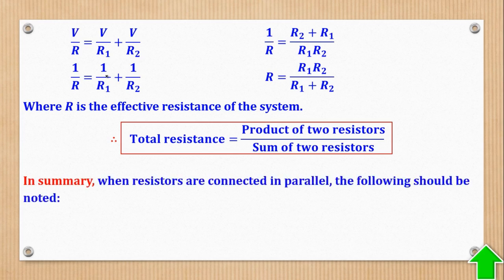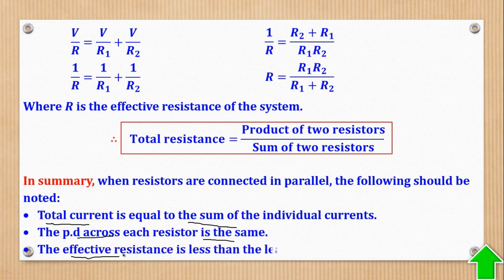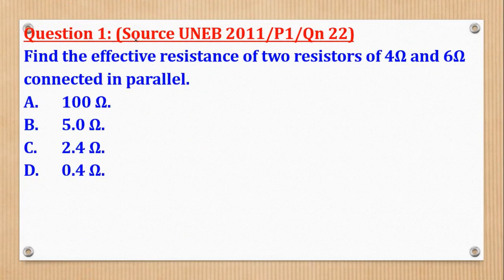So in summary, the following can be noted. We can remind ourselves that for parallel, total current is equal to the sum of the individual currents, and total PD is the same across all resistors. And lastly, effective resistance is less than the least individual resistance. For example, if one resistor is 2 ohm and another one is 5 ohm, it means that your effective resistance must be less than 2 ohm. So with that, we shall go through these questions.